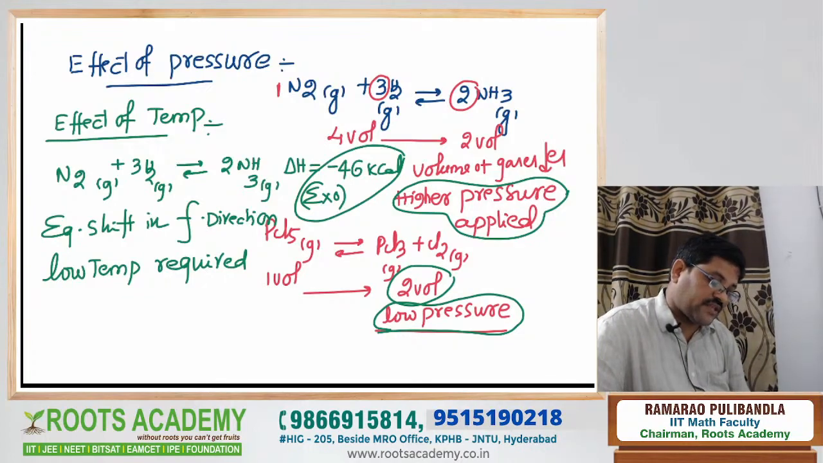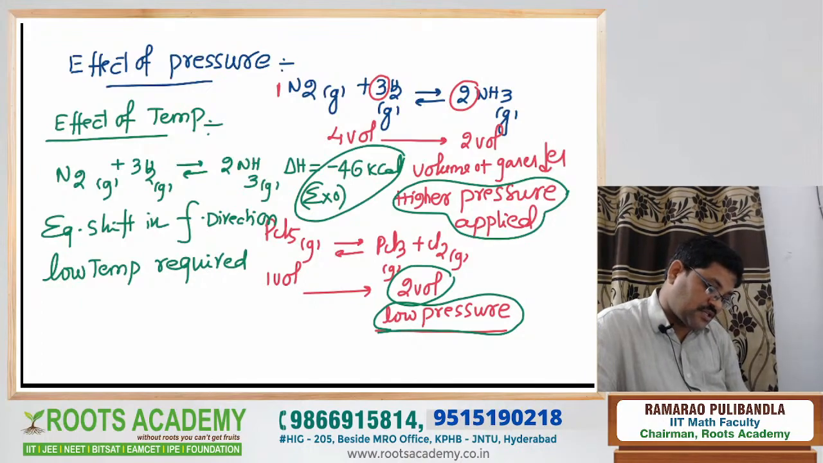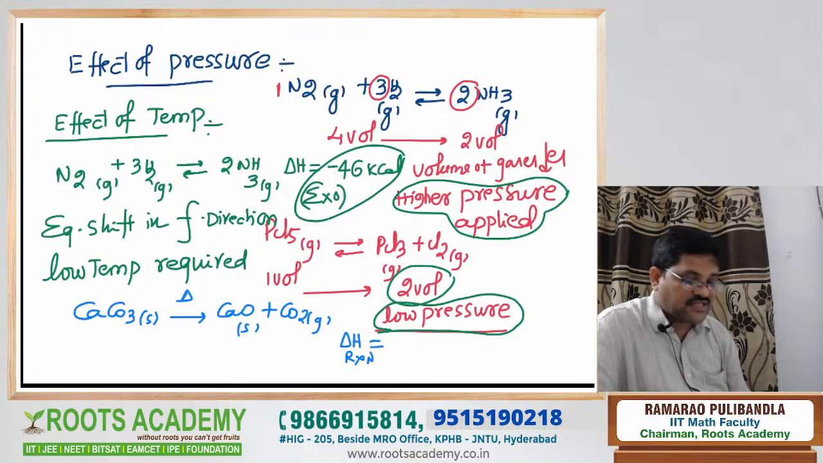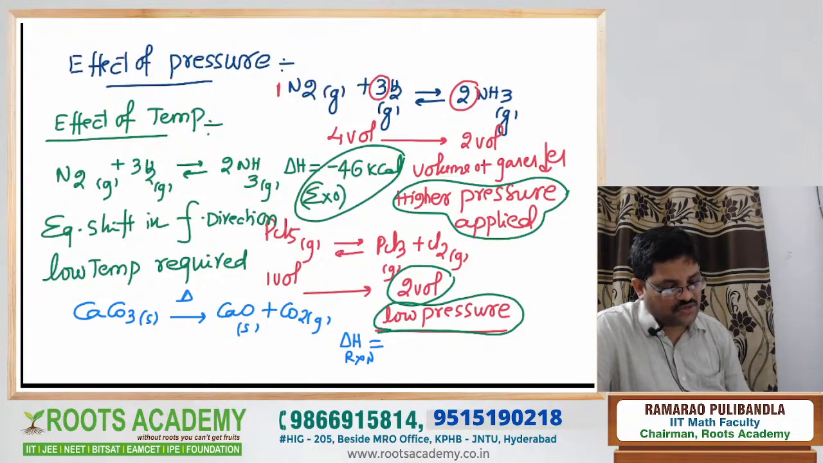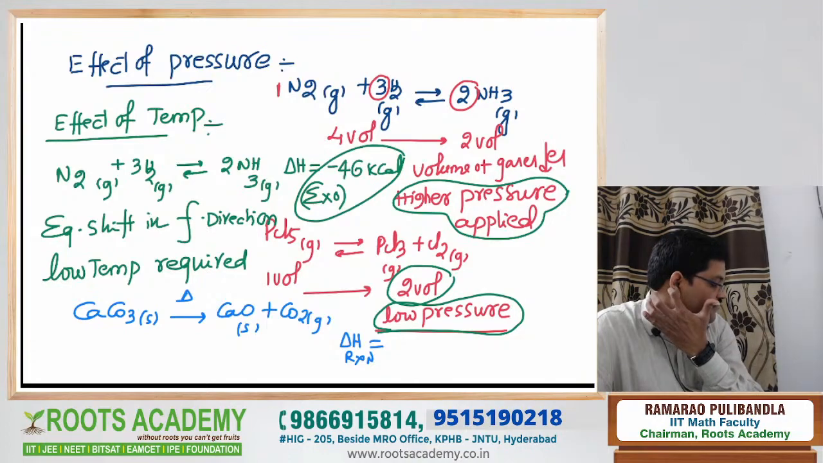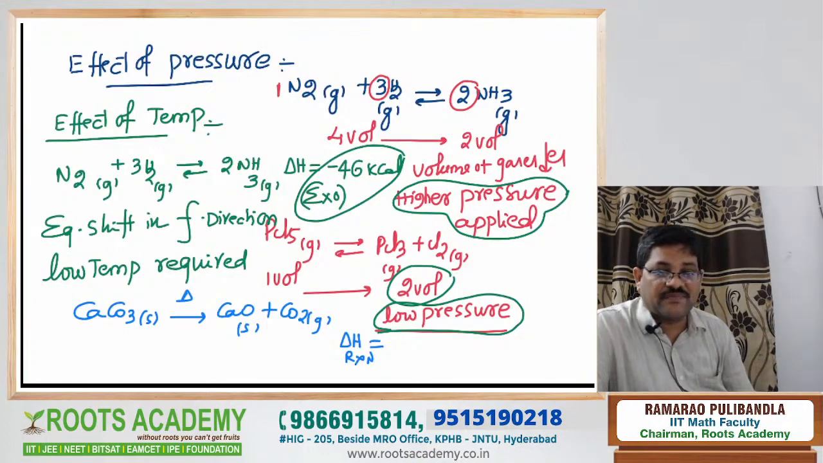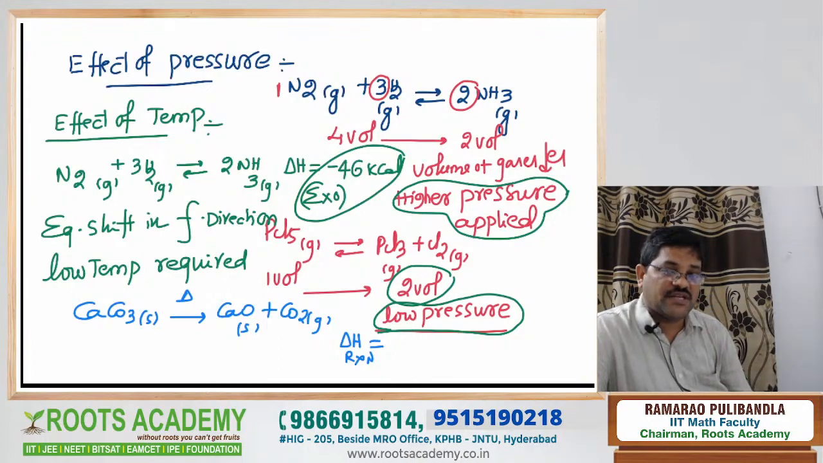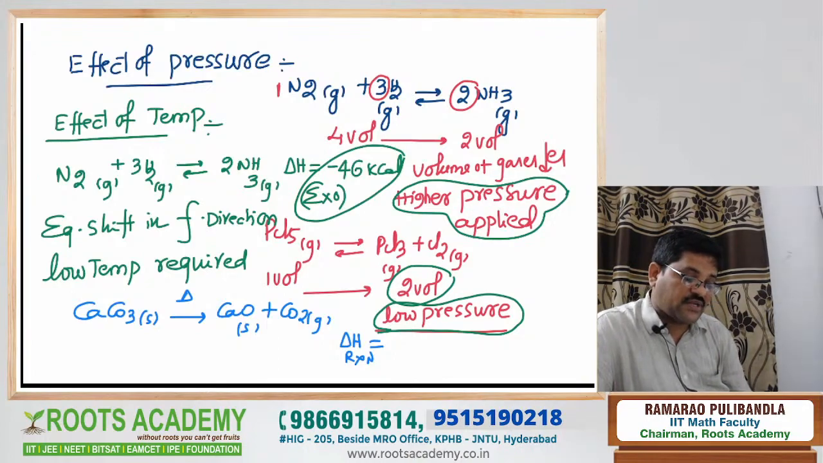For the next example, go for the dissociation of the limestone. Now see, CaCO3 on heating gives rise to CaO solid plus what, students? CO2 gas. This is the example of what? Endothermic reaction. In the examination, you write the equation like this. It is easy to understand. Definitely the examiner is highly impressed. CaCO3 solid on heating gives rise to CaO solid plus CO2 gas.